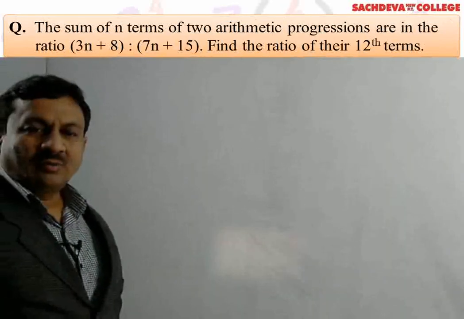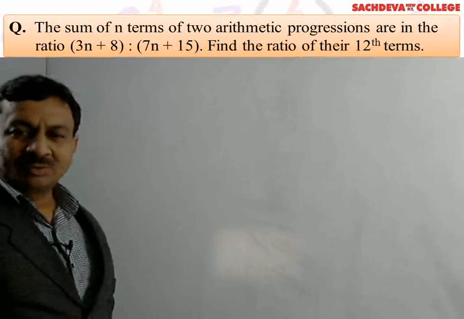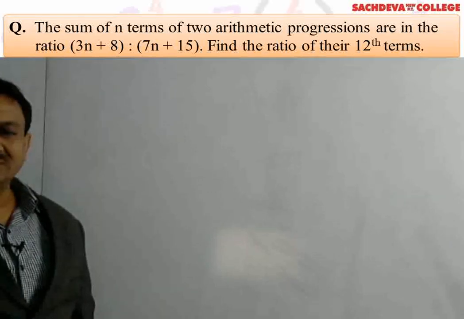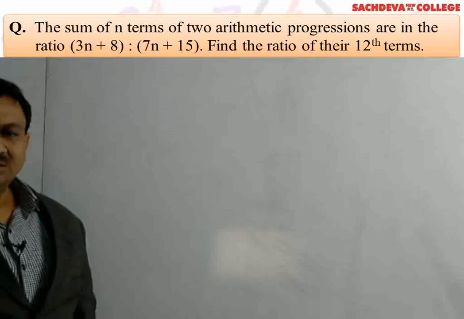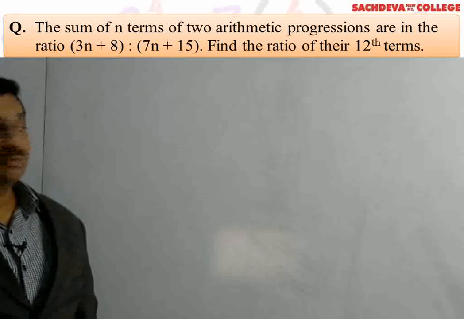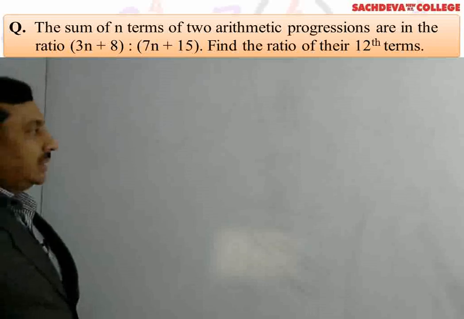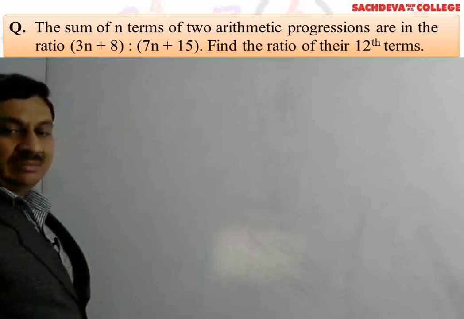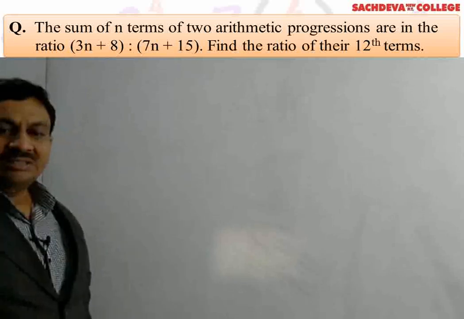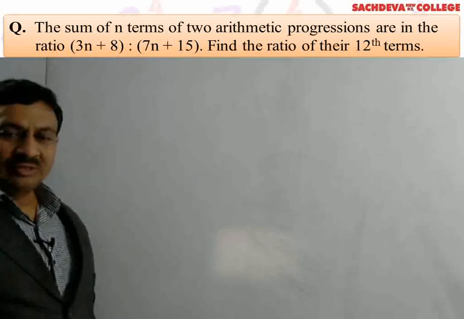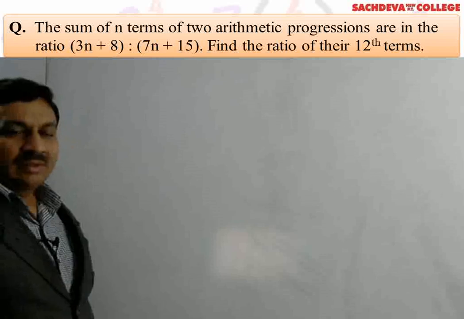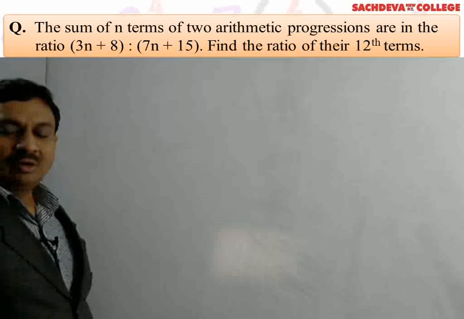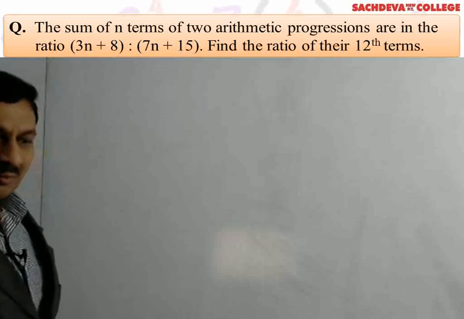Now we solve next problem. The sum of n term of two arithmetic progression are in the ratio 3n plus 8 ratio 7n plus 15. Then the ratio of their 12th term is. Let A1, A2 be the first terms and D1, D2 be the common difference of two series.